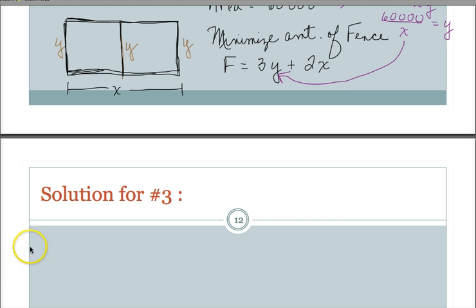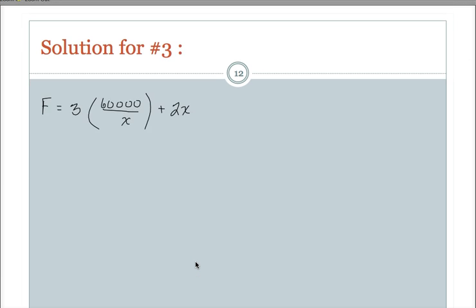All right, so what it looks like now is F equals 3 times the 60,000 over x, plus 2x, sorry. So that gives me 3 times 60,000, that's 180,000 over x. I could think of that as x to the negative 1 because remember my next step is going to be finding the derivative. So you might find it easier to bring that x up.